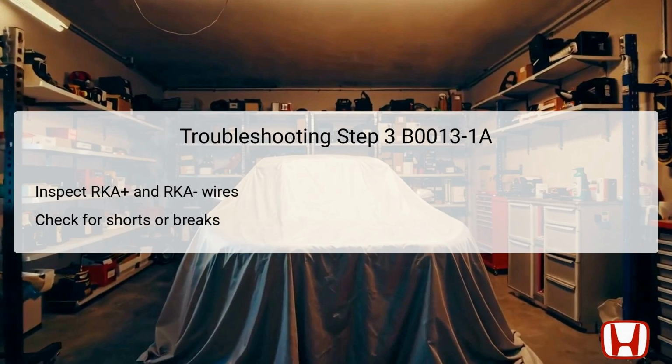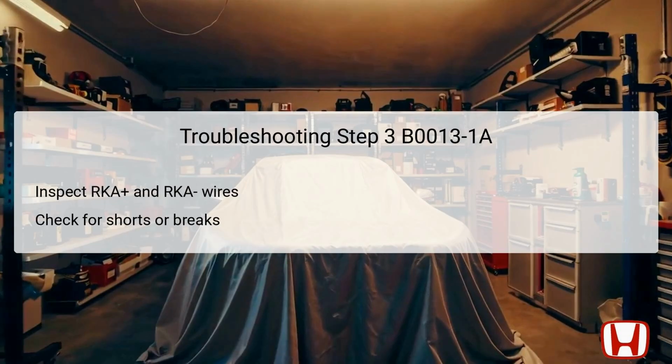issue. A third step involves inspecting the external circuit for the RKA plus and RKA minus wires, which are critical for power and ground connections for the knee airbag. Before proceeding, ensure that the SRS unit and the front passenger's knee airbag inflator connectors are disconnected. This will prevent any inadvertent deployment while troubleshooting.